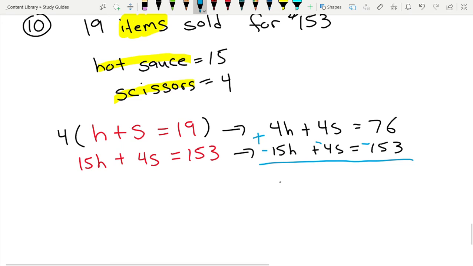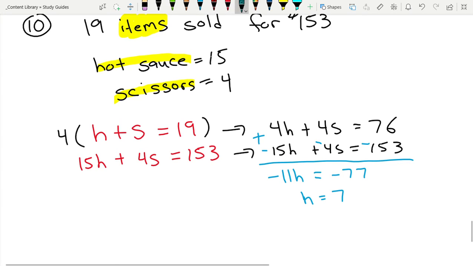So 4 plus negative 15 is negative 11. 4 plus negative 4 is nothing. That's how we eliminated them. 76 plus negative 153 is negative 77. So therefore, h has to equal 7.